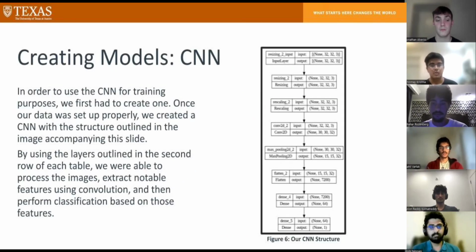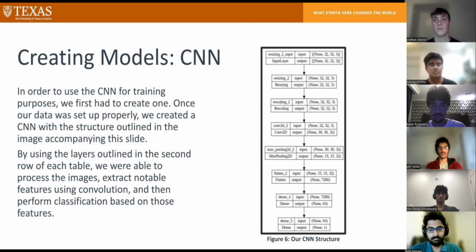So to create and train our CNN, we used the Google Colab platform. The basic structure of the CNN is shown to the right, in figure 6. This picture depicts the structure of the CNN we used. The layers we chose to use, as shown, are an input layer, a resizing layer, a rescaling layer, a convolutional 2D layer, a max pooling layer, a flatten layer, and 2 dense layers.